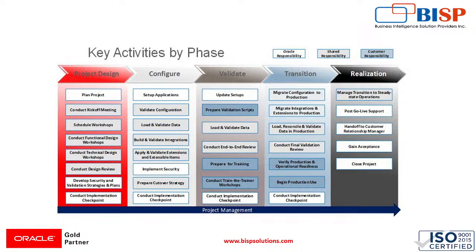Then we can start the implementation checkpoint. So this is the first activity phase, when we design the project. Then we have to configure, and then we can start the application. After that we have to do all the validation, map the things, and integrate with third parties, then validate the extension, then implement, up to the point of conducting the implementation.